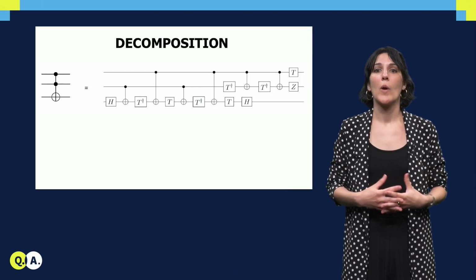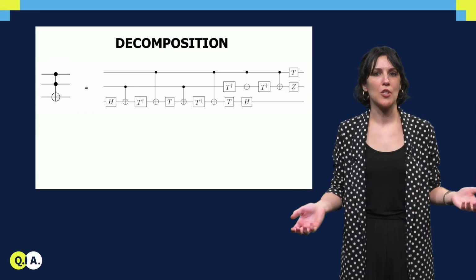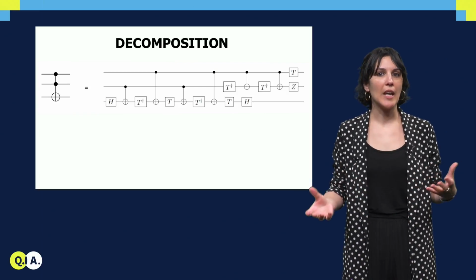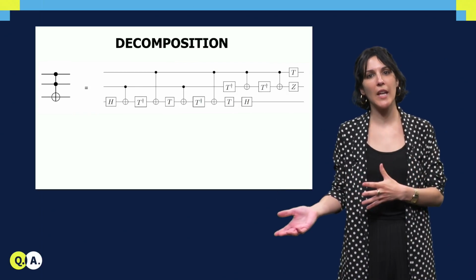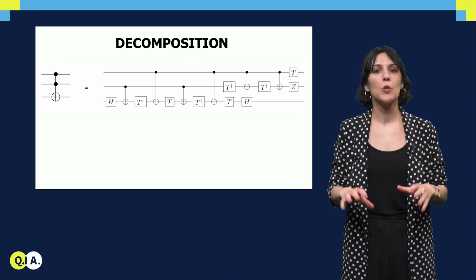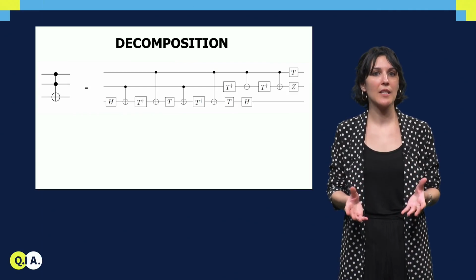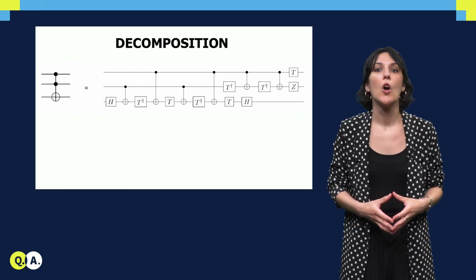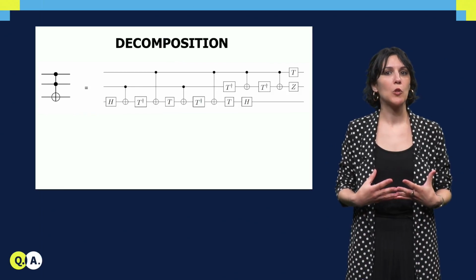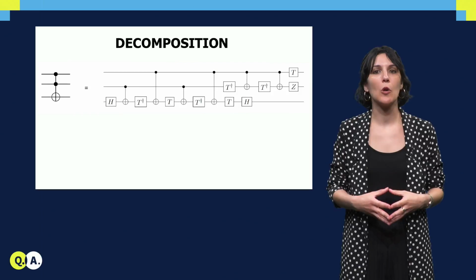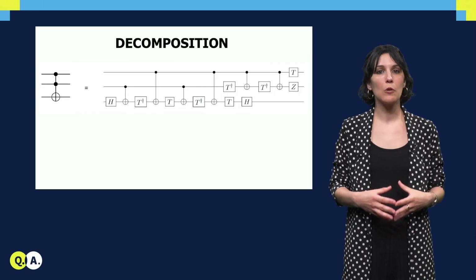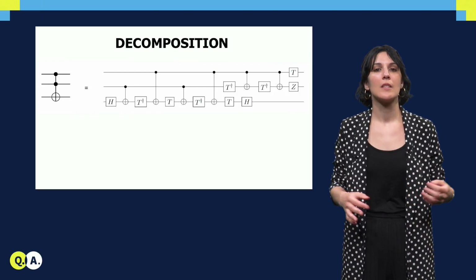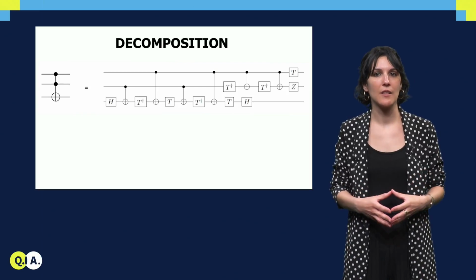As mentioned, one of the tasks of the compiler is decomposition. Any unitary gate, single qubit or multi-qubit gate, needs to be decomposed into a reduced and discrete set of gates that are universal. One of the most popular fault-tolerant universal sets is called Clifford-T. That includes, for example, the Hadamard, CNOT, S, and T gates.